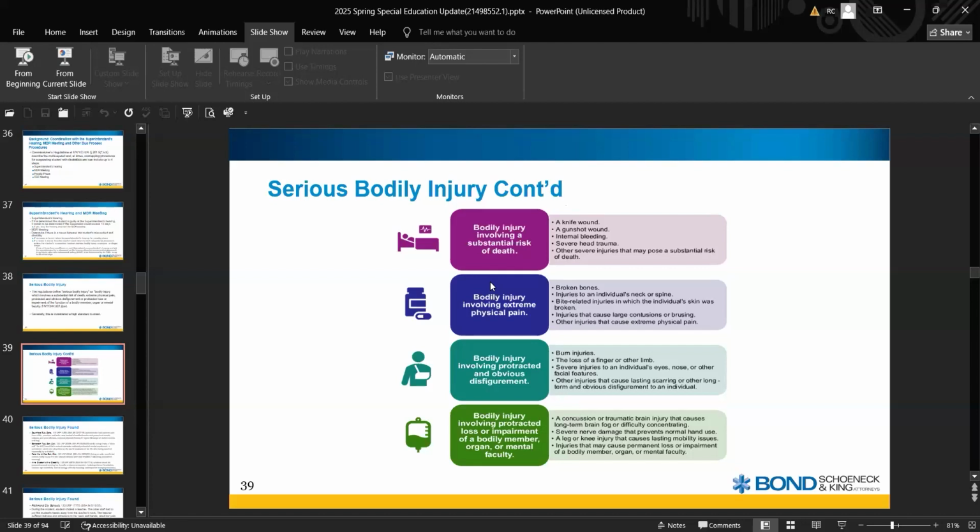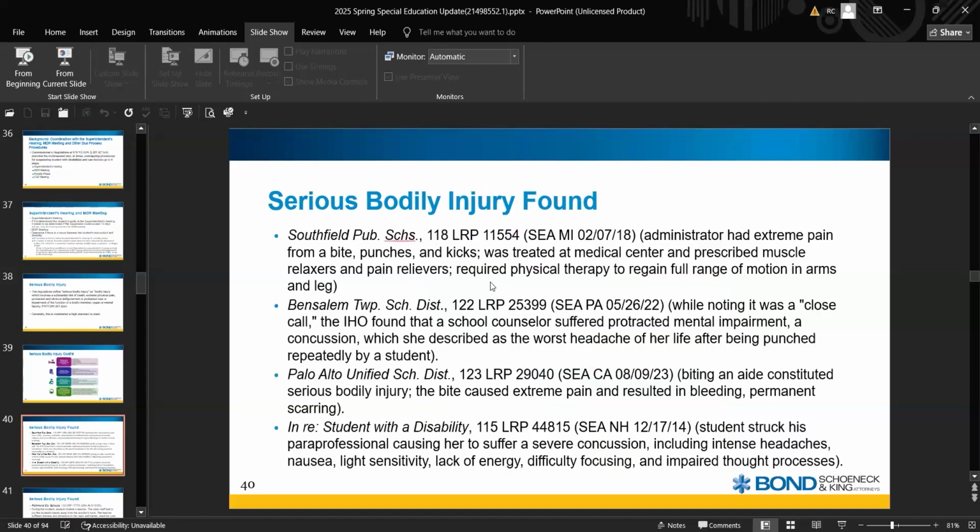Okay, so we'll get into some case illustrations that I think help us understand this. Okay, so these are some examples where serious bodily injury was found. These are hearing officer decisions taken from kind of all over the country. So this first one, the administrator had extreme pain from a bite, punches, and kicks. They were treated at a medical center and prescribed muscle relaxants and pain relievers, required physical therapy to regain full range of motion in arms. Okay, so there's evidence that you had to be treated. Okay, and how long the injury lasted will be a factor. Now, not every incident where you go to see the school nurse after an incident means that that's going to qualify as a substantial injury.